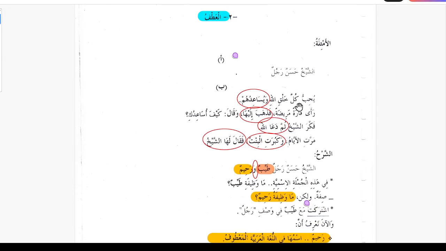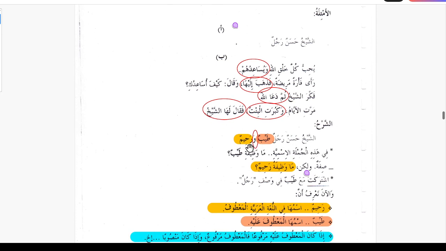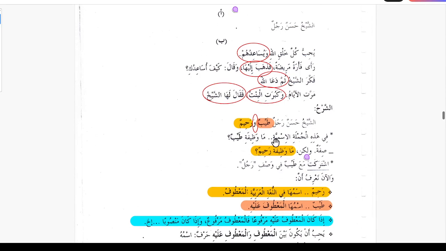So let's see where we find the ataf. Sharhud, explanation. Ash-Shaykh Hasan Rajulun Tayyibun wa Rahimun. This is the example from the first group. Fi hazihi jumlat al-ismiyati ma wazifati tayyib. What is the function of tayyib? This is a jumla ismiya, so this is starting from a noun. In this sentence, we know that tayyib is the adjective for rajulun. So the question is ma wazifatu tayyib. What is tayyib? We know that it is a sifa.